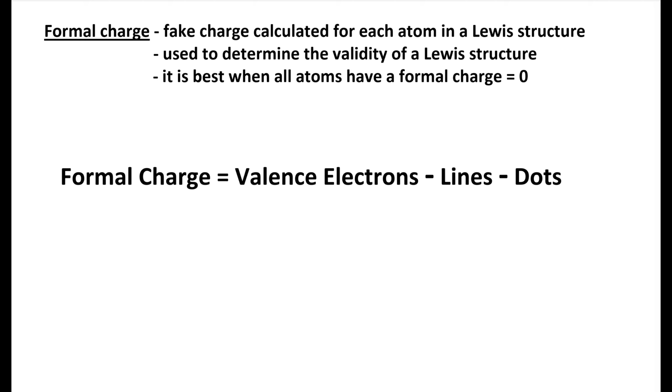And our goal is to make sure that the number of assigned electrons in our picture matches the true number of valence electrons that we know that atom contains. So we use formal charges to check how valid or how good our Lewis structure is. And it is best when all the atoms have a formal charge of 0.